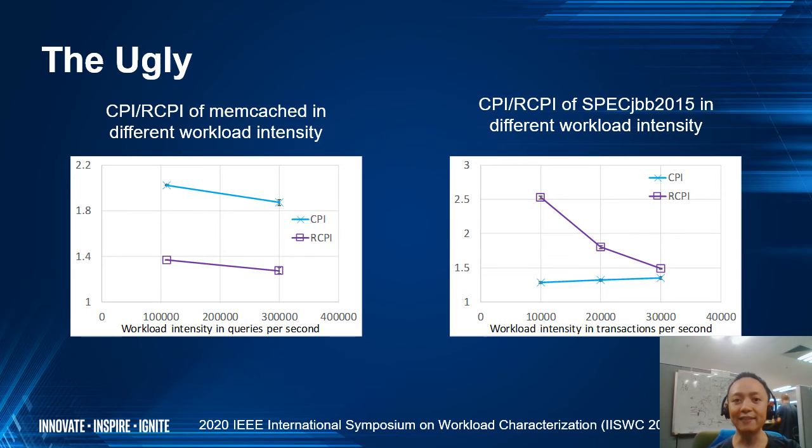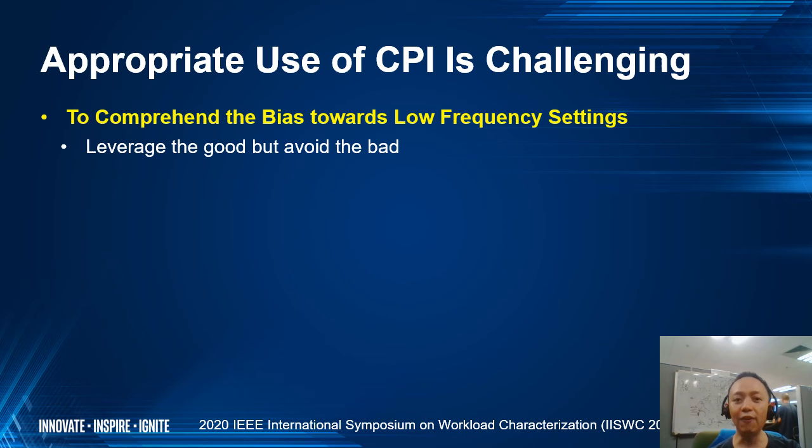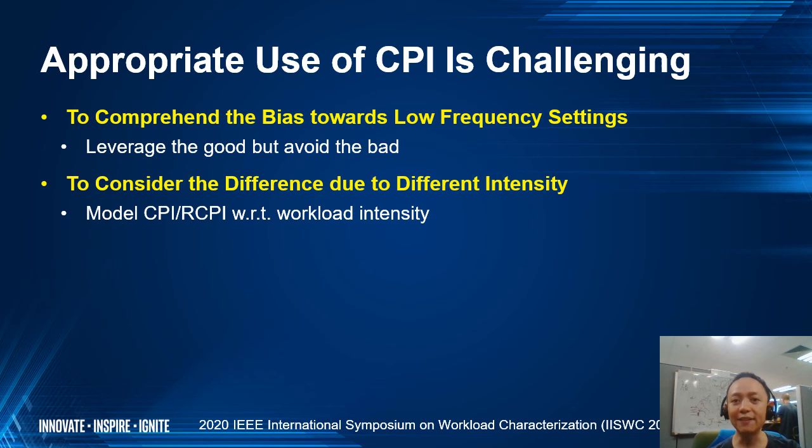Finally, we see that CPI or RCPI changes when workload intensity is different. This is likely due to the different use of microarchitectural resources. Therefore, using CPI appropriately is challenging. We need to comprehend the CPI's bias towards low-frequency settings, leveraging the good but avoiding the bad. We need to consider the difference of CPI due to a different workload intensity, for example, by modeling CPI with respect to the workload intensity.